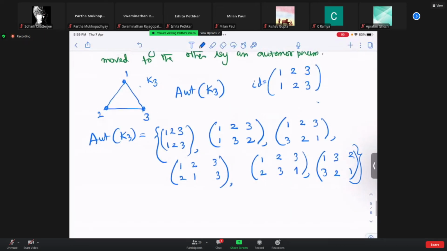So these are, as someone said, isomorphic to S6. So this is S6. Sorry, S3. So these are the 6 elements.